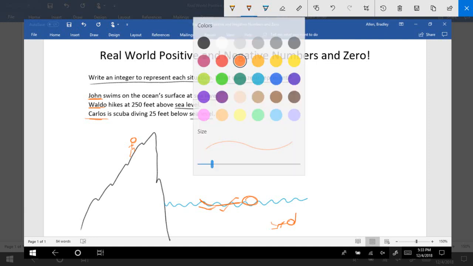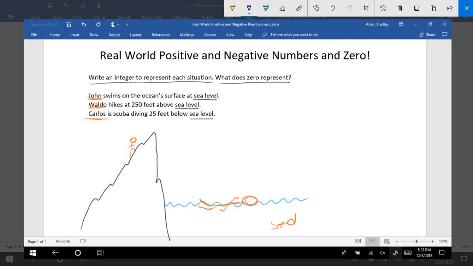So what is an integer that can represent each one of these situations? Well, if John is at sea level and the other people are above or below, we're going to say John is actually at zero. He's at sea level. If Waldo's hiking above sea level, if he's up here at 250 feet above sea level, he's actually in the positive. So he's way up above, right? He's on the top of a number line. So he would be at positive 250. And if Carlos is scuba diving 25 feet below, right? That word below tells me he's down, and he's in the negative. So negative 25 would be the integer to represent that.